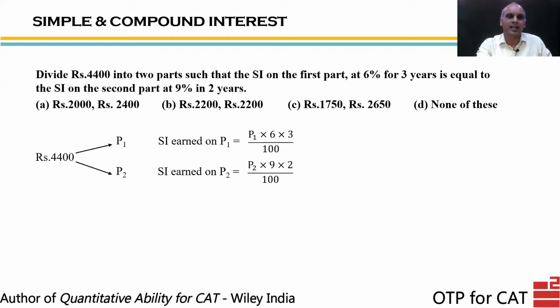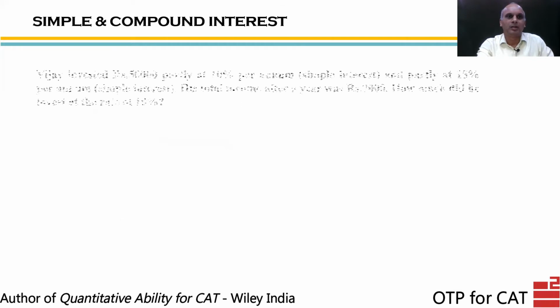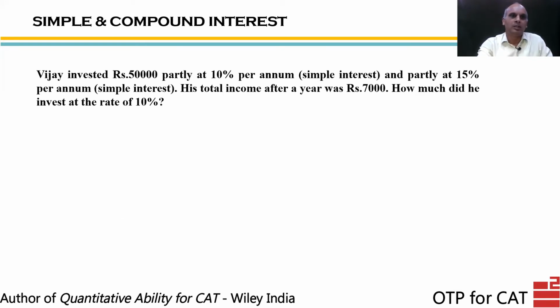Since the question says that the SI in both the parts are equal, we can equate these two terms and we will get this equation, which, when you solve this, we will get P1 equals P2. That means, since the total principal was 4,400, each part of the principal will be 2,200 rupees. And that is B option is the correct answer. Let's try one more problem.